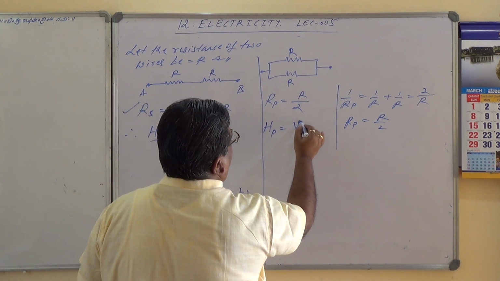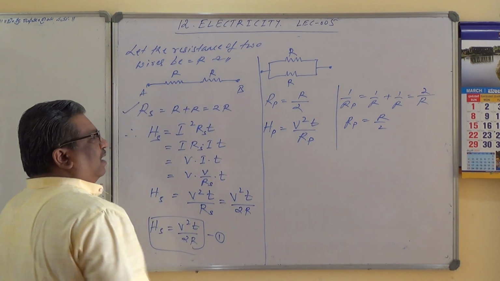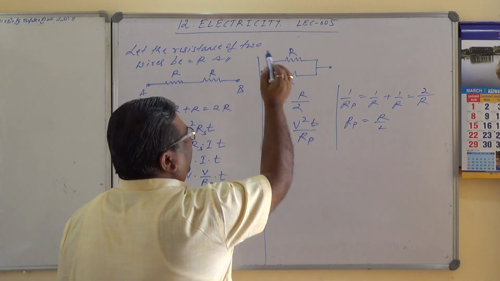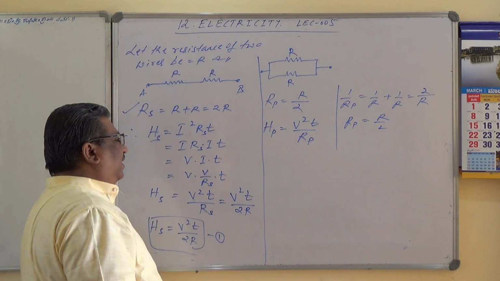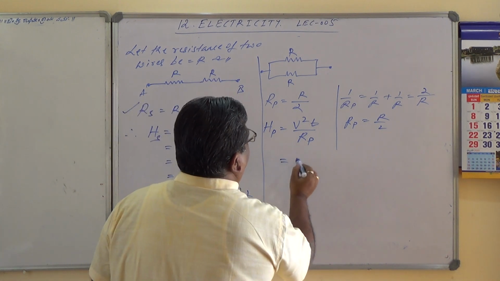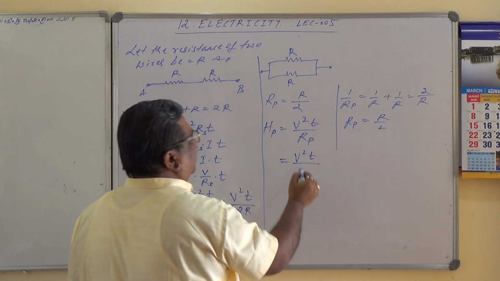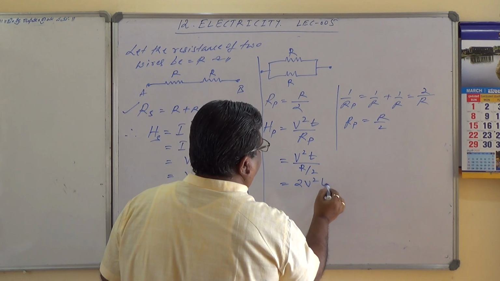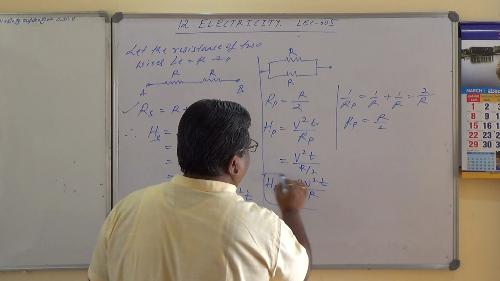And therefore Hp equals V square T by Rp. Directly I am using this formula. Why am I not using current in this formula? Current is different in series combination and in parallel combination, and therefore we are expressing the entire heat generated in terms of voltage, time and resistance, whose values we know. So here V square T by Rp, where Rp is equal to R by 2, meaning 2 V square T divided by R. This is Hp here. Mark this as the second equation.